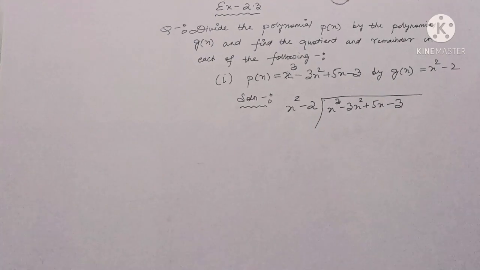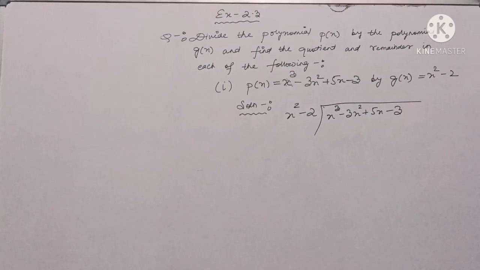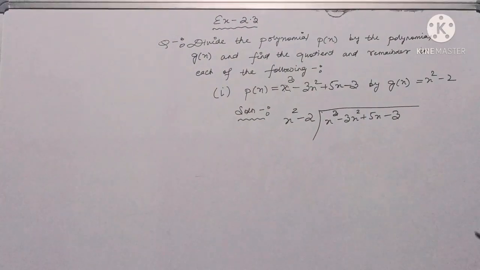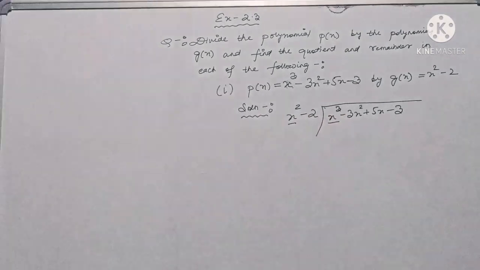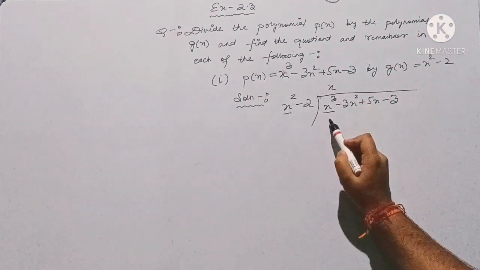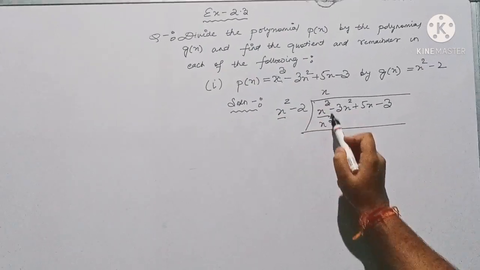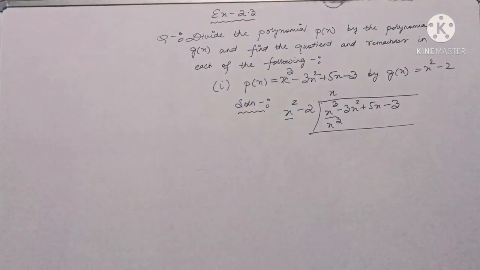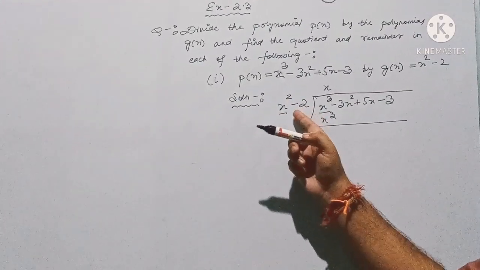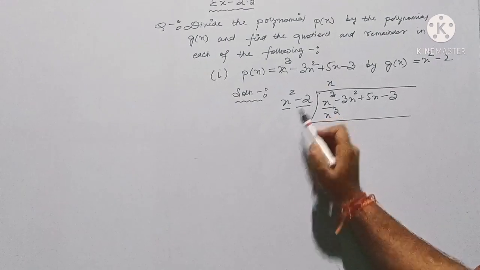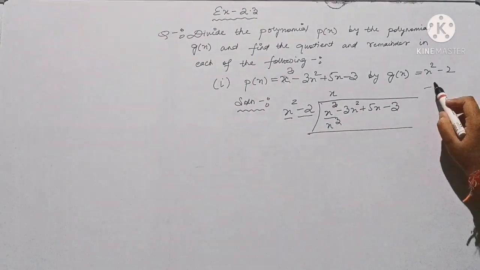You have all studied in class 9 the usual process of division, so I will not go deep and will start directly. Now see, the first term here is x cube and here is x square. So we have to put x here so that it will become x cube. Now x into x square is x cube. Now the rule is whatever you multiply with this x square, you have to multiply the same thing with this constant term also. Now minus 2 into x is minus 2x.